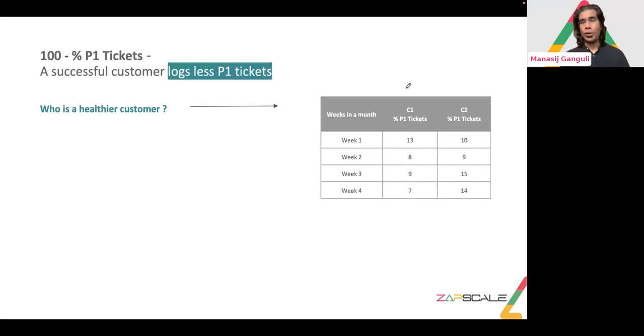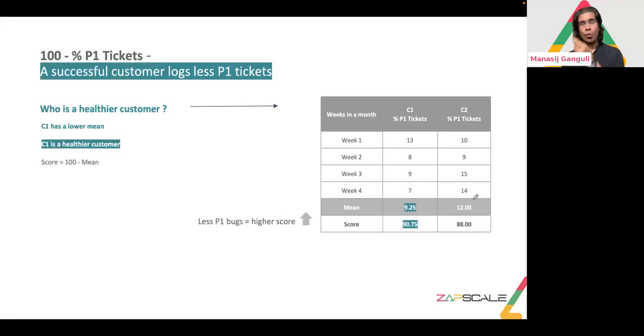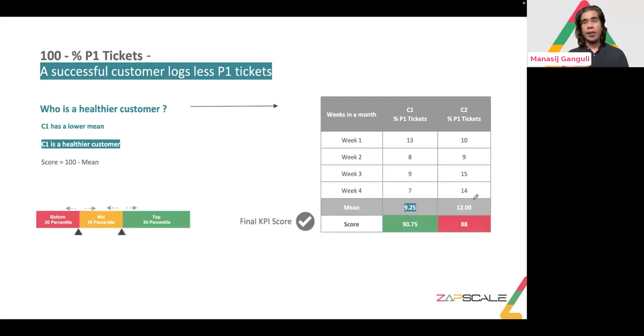So it's very simple to do here. We can just average it out. You can see that customer number one is putting 9.25% of tickets as priority one. Customer number two is giving 12% of tickets as priority one. So surely we can assume that customer number two is more heavily impacted by the showstopper priority one tickets, and therefore they are more unhappy than customer one is. So that's how you stratify, and that's how you figure out the contribution of priority one tickets in the overall health of a customer.